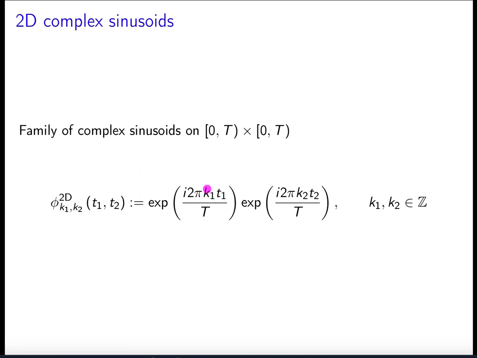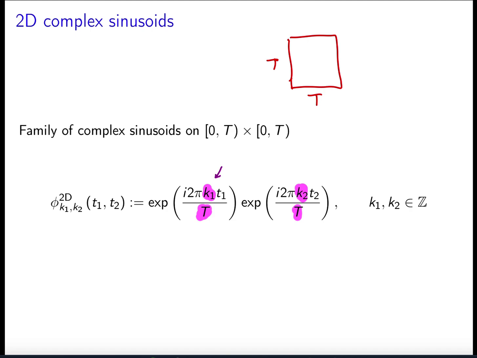So this, if you remember, we had integers divided by the length of the interval where the function is defined. So now, instead of an interval, we have a square. So we're going to consider functions that are restricted to a square that is t by t, and the frequencies, just to give you an idea, are integer multiples of 1 over t, right?